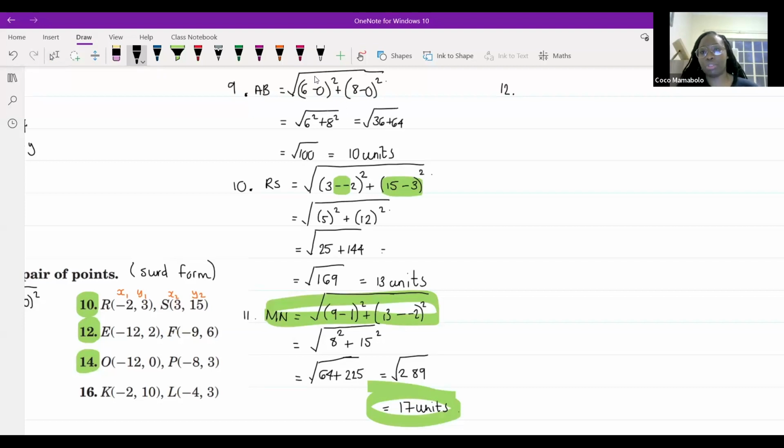For number 12, we're calculating for EF. And that is going to give me the square root of, I forgot to label. Sorry, guys. Okay, x1, y1, and x2, y2. All right, square root of x2, which is -9, minus -12, all squared, plus, open brackets, 6 minus 2, all squared.